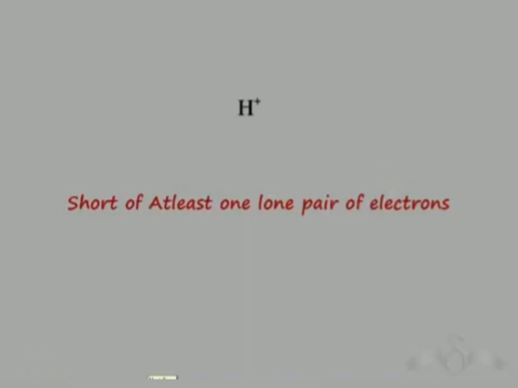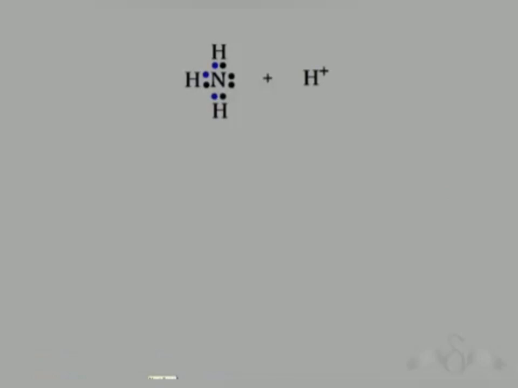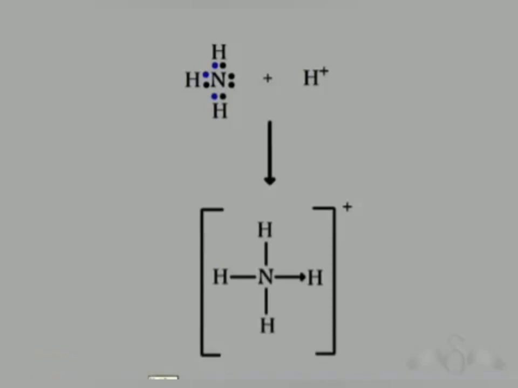We know a hydrogen atom has one electron. When it loses one electron, it becomes H+. Now, in order to have a duplet structure, it needs 2 electrons. That is, this H+ is short of one lone pair of electrons. So now we have our two species, one which has at least one lone pair of electrons and another which is short of one lone pair of electrons. So now these two can bond, and this is how they bond.